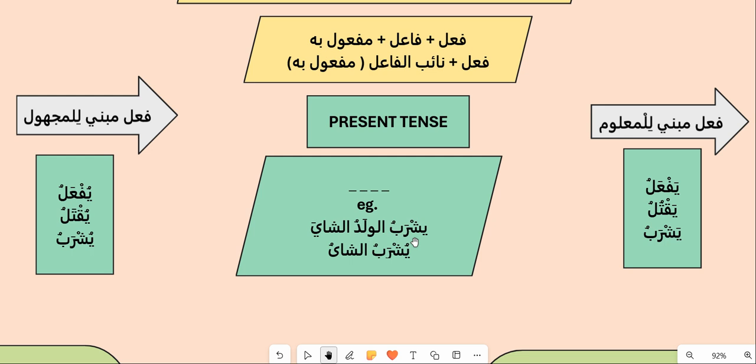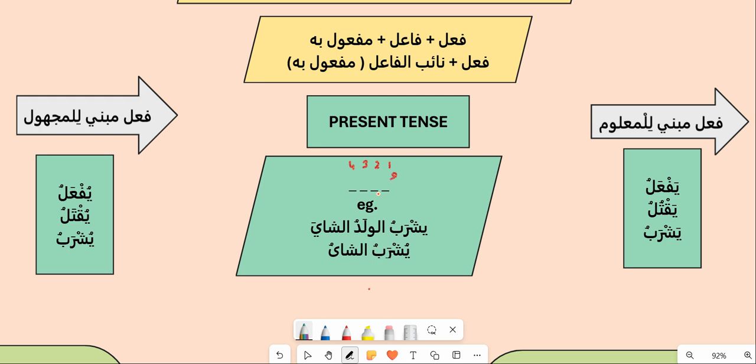You can see the simple present tense here, yashrabu. In order to make it majhul, how are you going to change the present tense into majhul? Simple. As you know, there are 4 letters in the present tense verbs I've taken. So I will give a number here in order to make you understand: 1, 2, 3, and 4. The first letter is the harf mudare, yaf'alu. As you can see, there is a harf mudare ya here. The first harf mudare will receive a dhamma. This is how you make it into majhul.